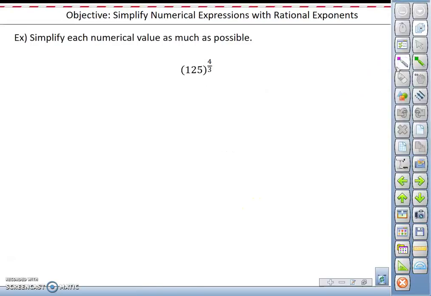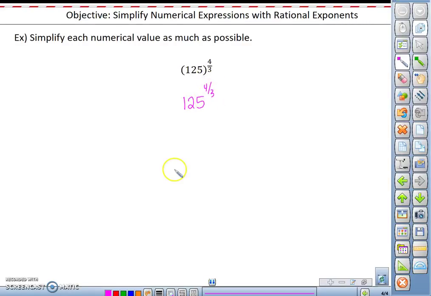Alright, so here our instructions are to simplify each numerical value as much as possible. Sometimes that will be to an integer value or a rational number of some kind. Other times it will still be a power expression perhaps, or a root expression. So here in this case, we would have to recognize, and the parentheses around the 125 are optional. They indicate the base value, so this is equivalent to just 125 to the 4/3 power.